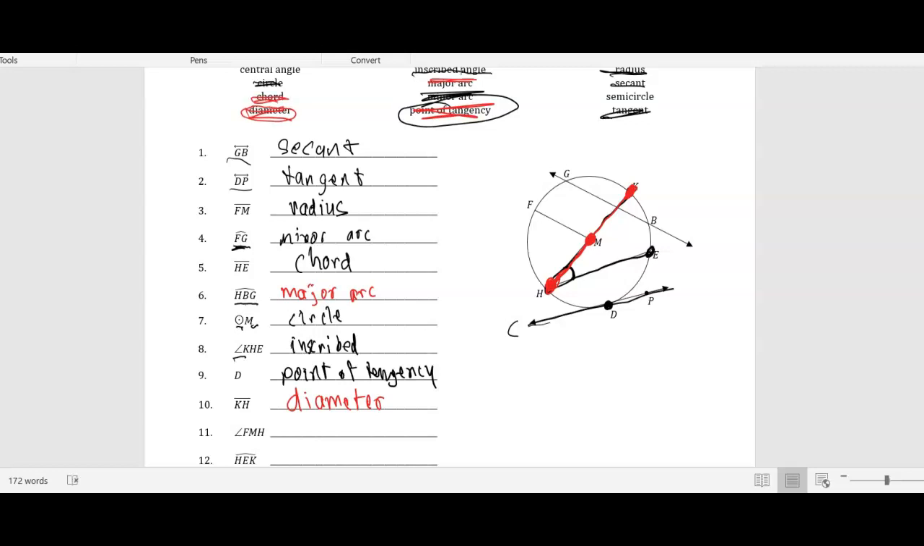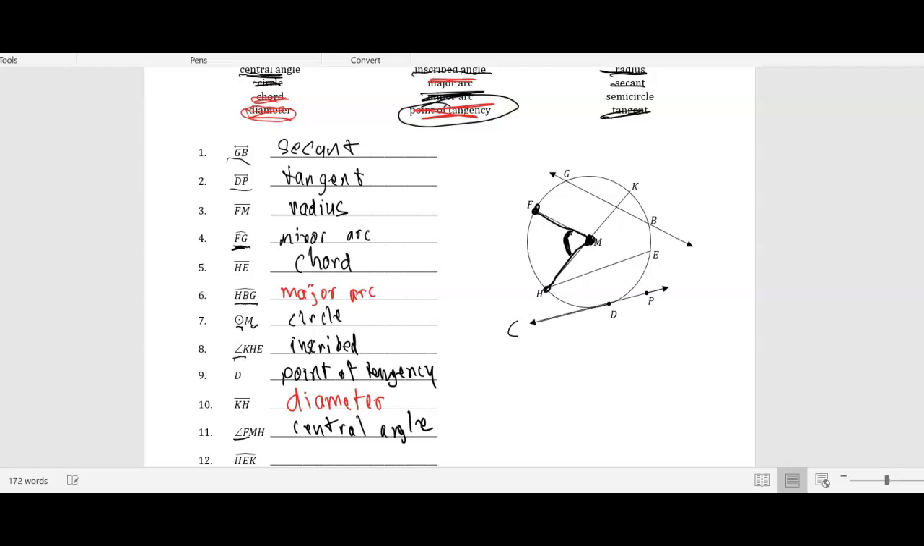Angle F, M, H. So if we found F, M, and H. So here's F. F to M to H. So if we go from here to here, we have the angle symbol in front, so we know we're talking about this angle. The center of your circle is your angle, so that is what we call our central angle.